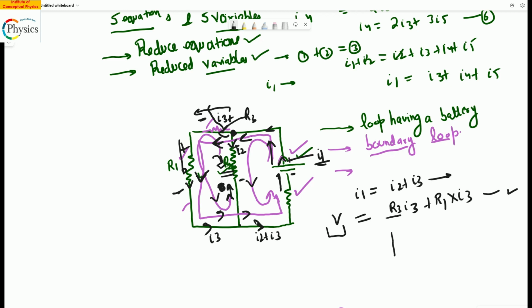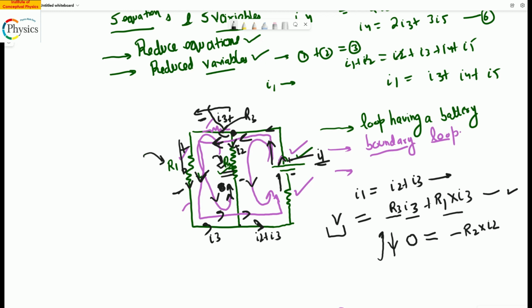So current is going like this. The loop is going like this. You may be tempted to write this as a positive sign. Don't. Write it on the right hand side itself, which is the drops, but this is a negative drop or a gain. So write it as minus R2 into I2, right? There is no battery in this. So on the left hand side, it is zero.